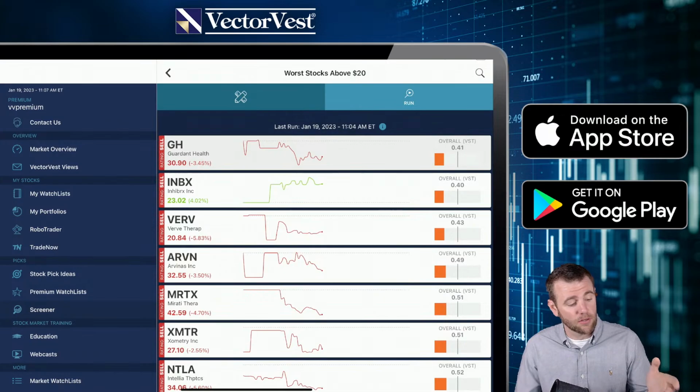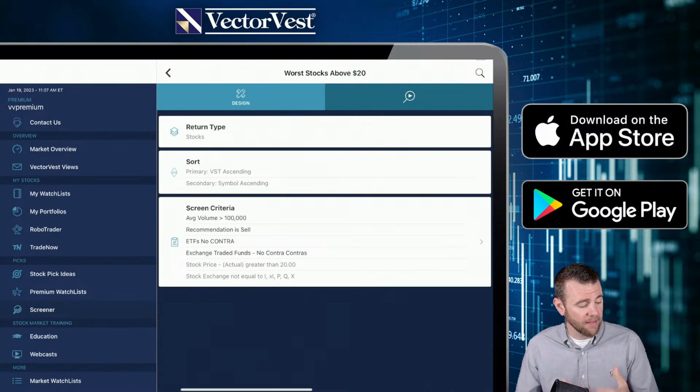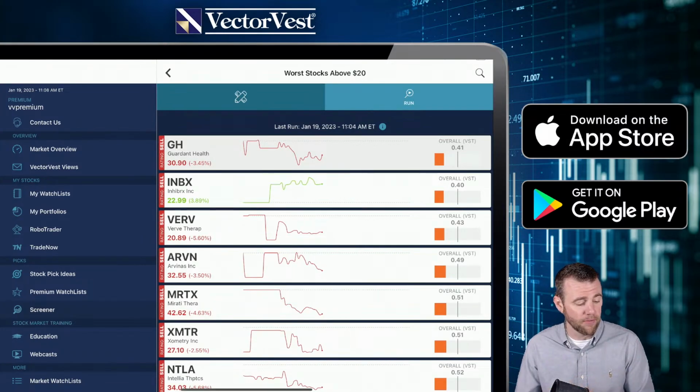And that's why this list is called the worst stocks above 20. If we look at the parameters here, it has the basic information such as average volume greater than 100,000. The recommendation or the rating is a sell, and then stock price greater than 20, and not on pink sheets or an exchange that you wouldn't want to be buying from anyways. And the main power is going to be coming from the sort, VST ascending. So it's bringing you the worst VSTs right to the top of the list to save yourself a lot of time. That way, you can start from the top and easily find some great candidates very quickly.